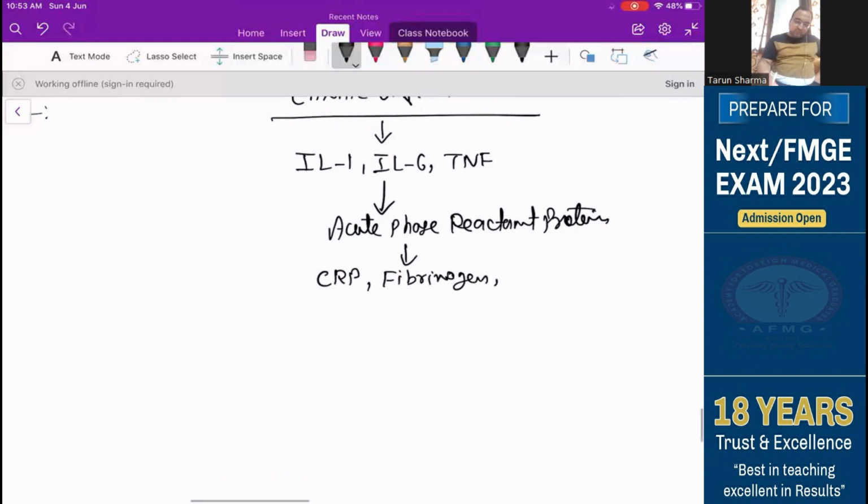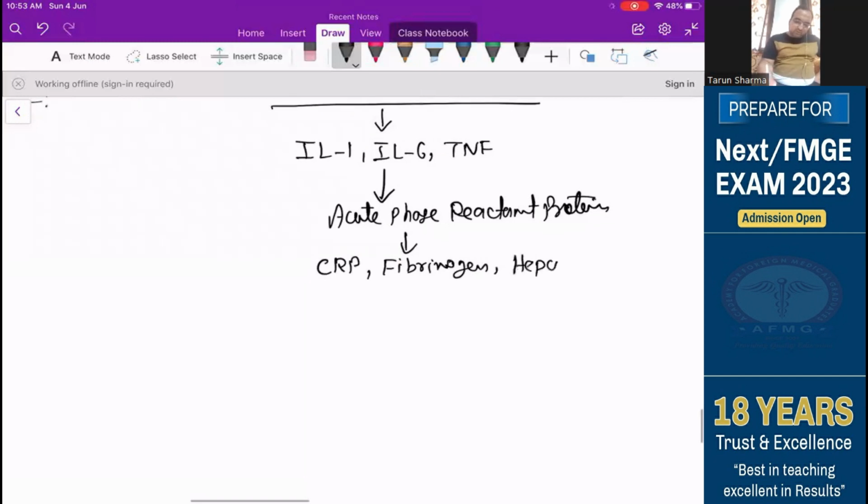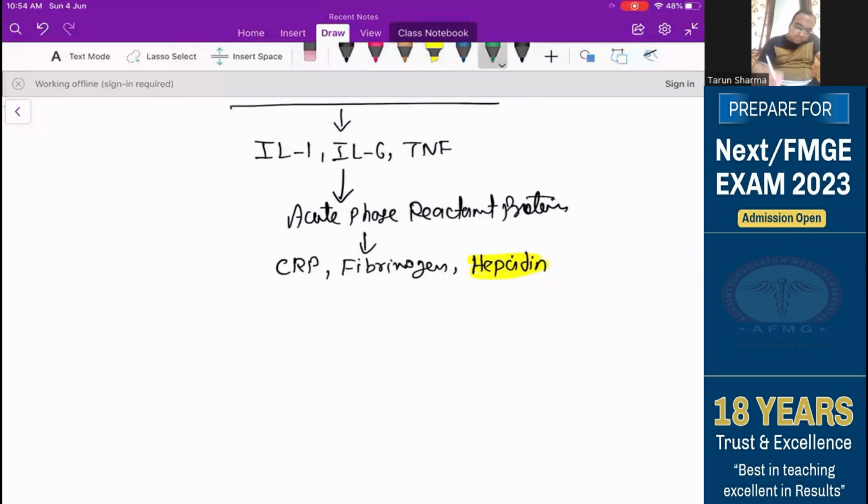And with that, one very important protein is called hepcidin. So this is our molecule of interest, hepcidin. Remember, hepcidin is also one of the very important acute phase reactant proteins, which increases whenever there is any kind of chronic inflammation. So what is hepcidin? Why is it important? Here it is acting like an acute phase reactant protein, but hepcidin also has one very important role: it is also an iron regulatory protein.